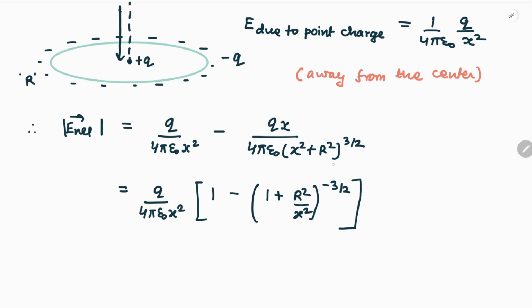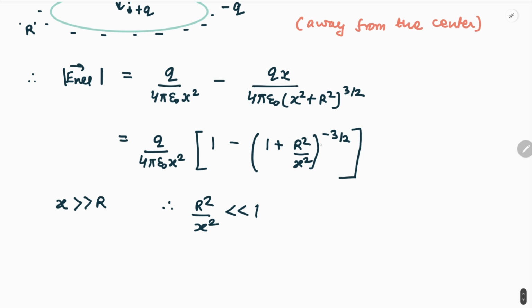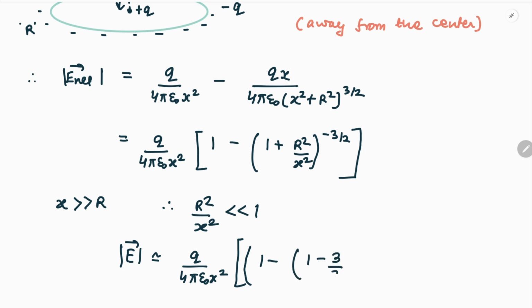If we divide by x in this term, we get it as (1 plus r square by x square) to the power minus 3 by 2. Now we use binomial approximation, since x is greater than r, so therefore we can say that r square by x square is less than 1. So if this value is less than 1, then E can be approximated as Q upon 4 pi epsilon naught x square times (1 minus 3 by 2 r square by x square).